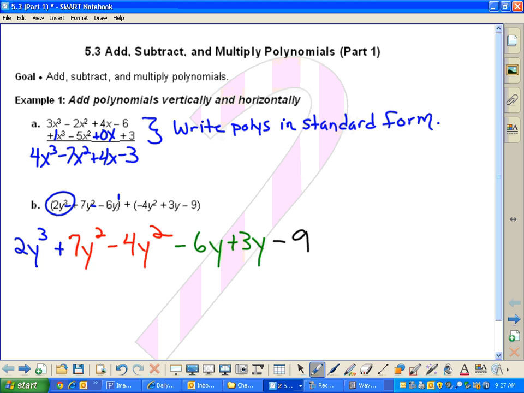So essentially what I see here is 2y cubed, 7y squared and negative 4y squared is plus 3y squared. And then I have minus 3y minus 9. And that's that. Other questions about that? Maybe you're starting to think about which method you like a little bit better.